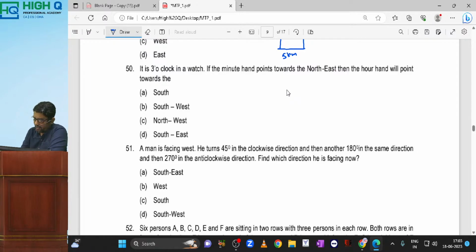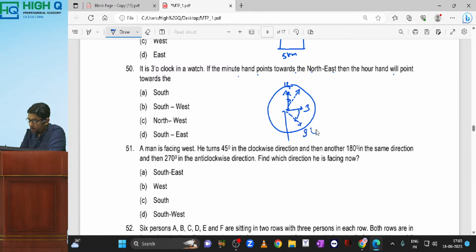Now, it is 3 o'clock in the watch. If the minute hand points towards northeast, where is northeast, my dear? This is northeast. Correct? So 45 degrees, this is moving. The minute hand is moving, so this hour hand also will move towards 45 degrees. Now, hour hand, which side, my dear, then? Southeast.